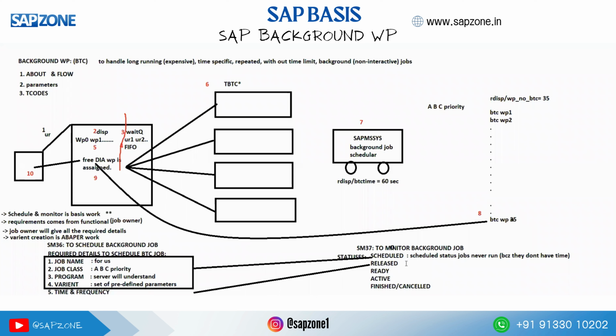Job is released means it will run, but it waits for the time. For example, I have scheduled the payment for the first of next month. Till then, the job will be in released status. It will wait for that time. When the time has arrived, the job will come to the ready status. It's ready.